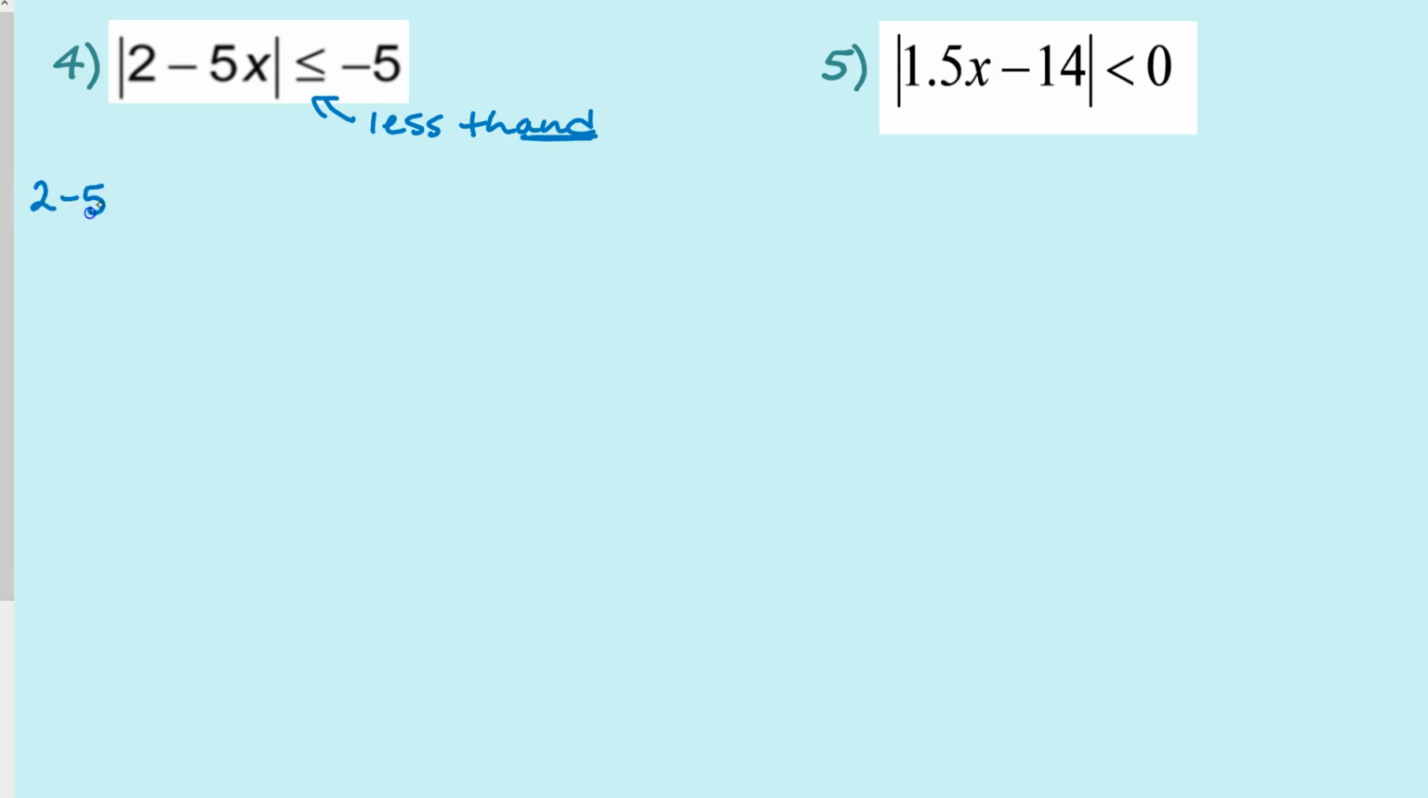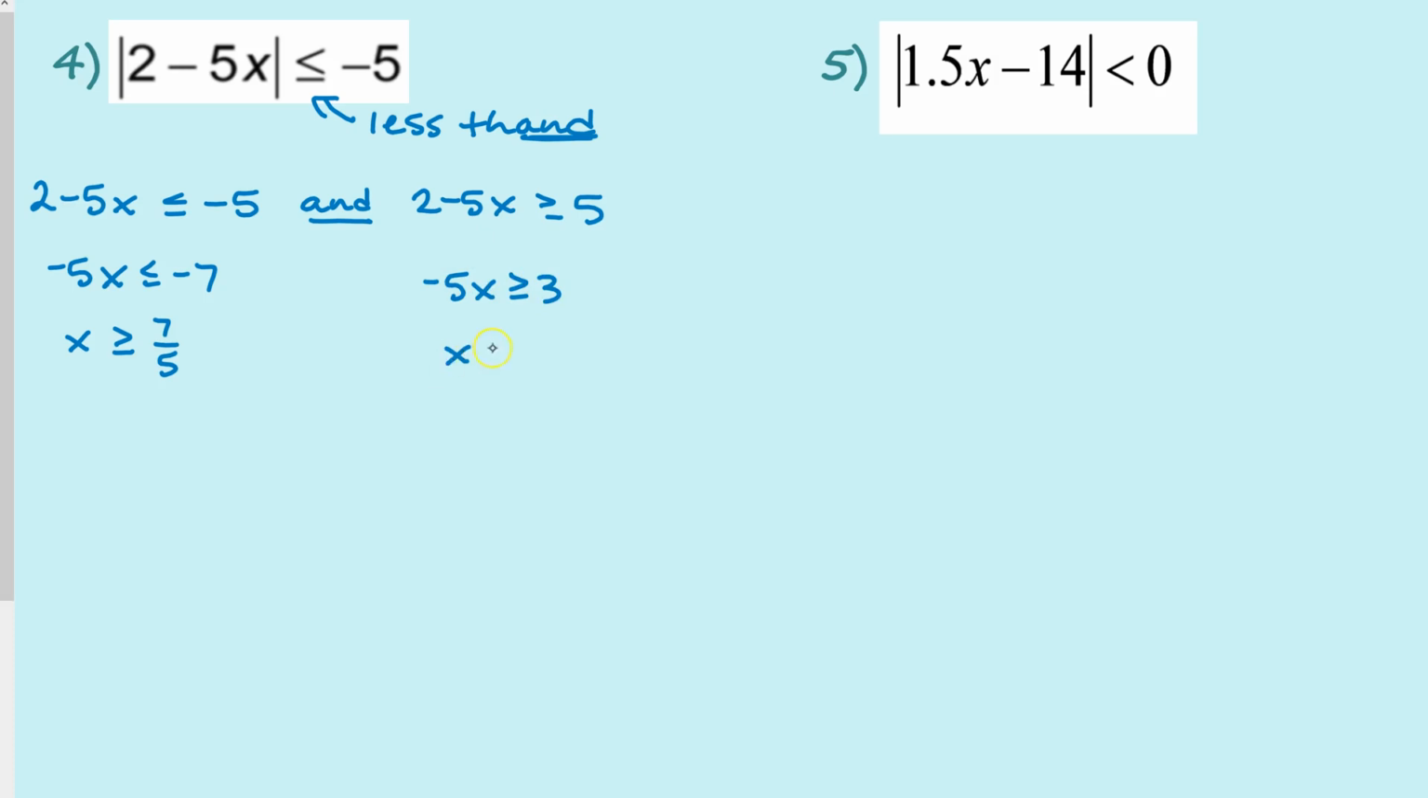So we have 2 minus 5x is less than or equal to negative 5, and 2 minus 5x is greater than or equal to 5. Remember, switch the sign, make it negative, or the opposite of what it was. Solve each one, so we'll subtract 2 from both sides and divide by negative 5. And remember, when we divide by negative, we switch the sign. So we have x is greater than or equal to 7/5. And then for the other one, subtract 2 from both sides, divide by negative 5. Again, switch the sign because we're dividing by a negative. X is less than or equal to negative 3/5, with the word and in between.